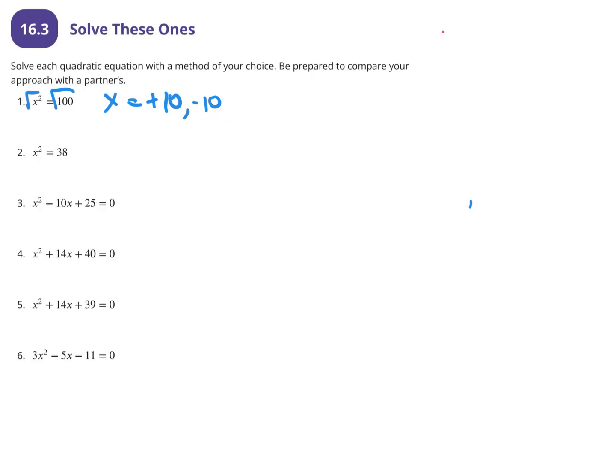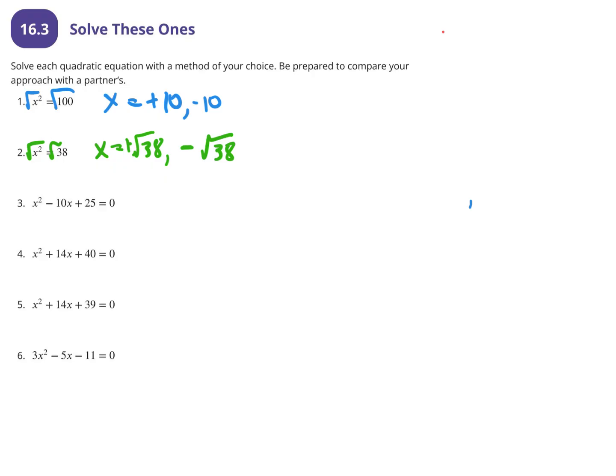Okay, for the next one. Take the square root of both sides. x is equal to positive root 38 and negative root 38. The root of a non-perfect square is exact. This is an exact number. Please do not turn these into decimals. That makes the numbers inexact because you're rounding and rounding errors occur. So please don't do that.